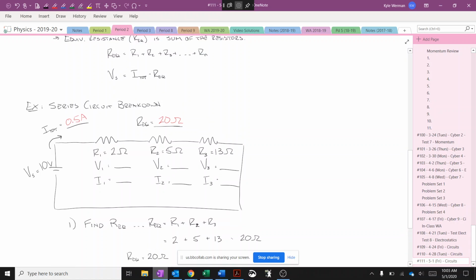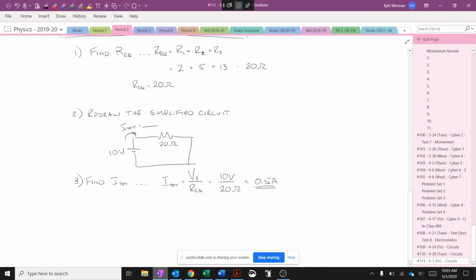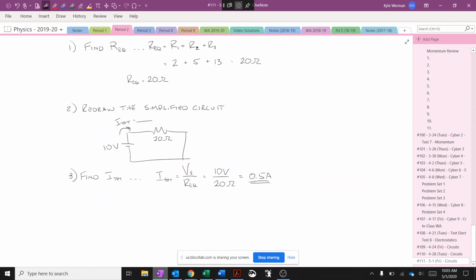There is 1/2 of a coulomb passing through every point every second. And because we're in series, I now know that each of these sees 1/2 an amp. So I can write the 0.5 amps in for each of these. And now I'm a step closer to being able to actually find the voltage drop across each of these. All right, and so now that I know what the current is and what the resistance is, I can go in here and I can calculate the individual voltage drops.